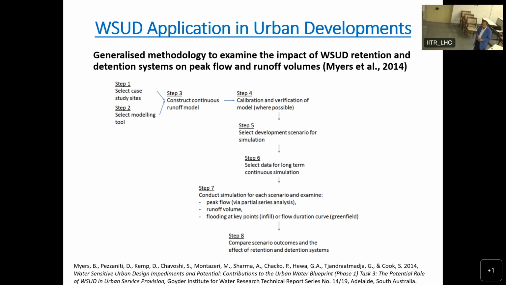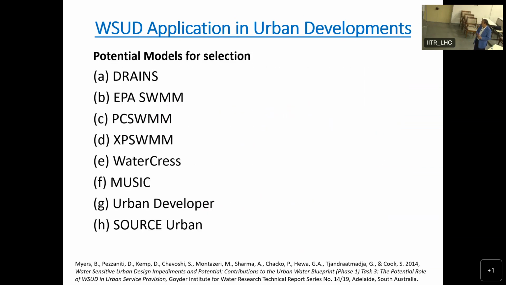Select a modeling tool. Which modeling tool will be suitable, because there are a number of modeling tools available. I think I will show you in one of the slides here. So these are the potential models available in the market. Some of them are free, some of them charge a significant amount of money. Each model has specific applications for specific purposes, but you can see further information about these models in the same report I'm talking about.